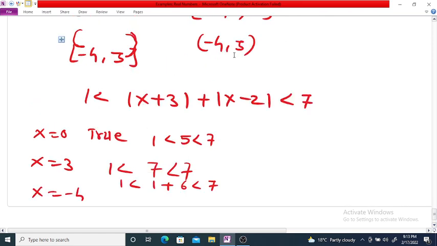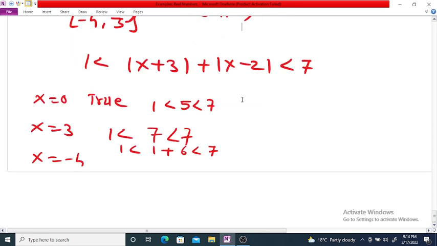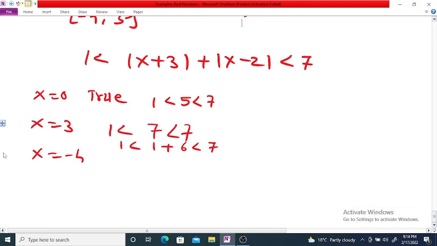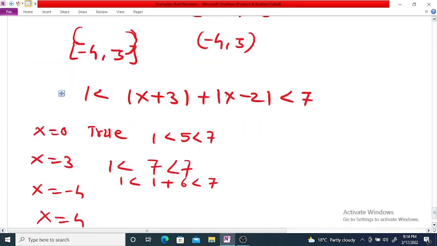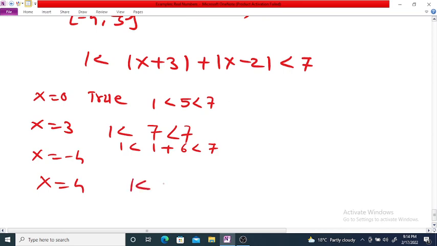Now if we consider x equal to minus 3, then 3 minus 3 is 0, and minus 3 minus 2 gives 5, so 1 less than 5 holds. For x equal to 2, this is 0 plus 5, it also holds. And if we consider a number greater than this interval, say x equal to 4, it is 4 plus 3, 7, plus 2, 9, which is not less than 7. This condition is false.